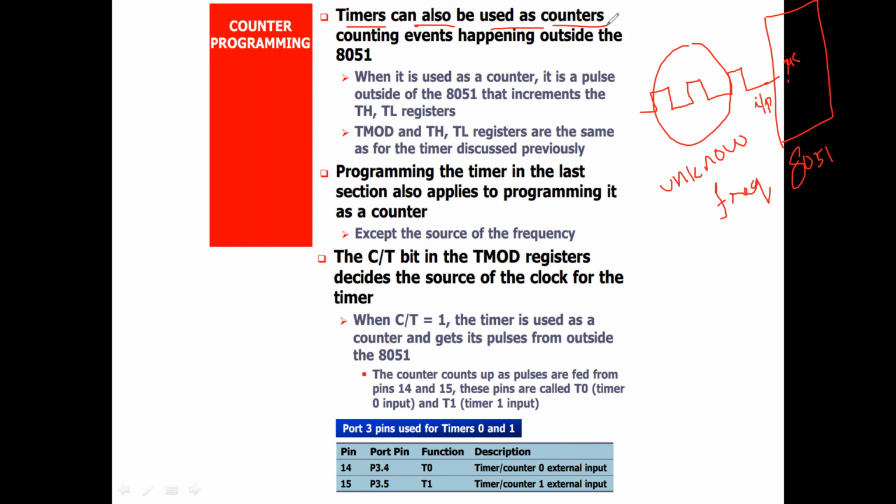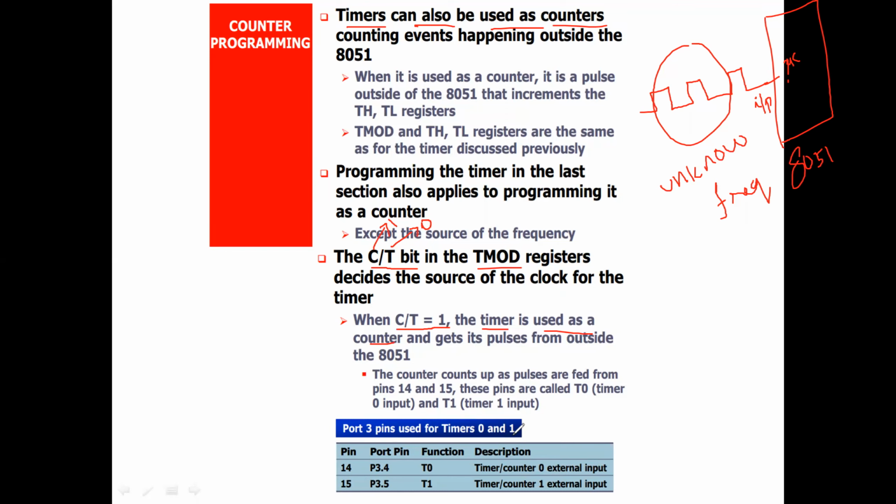So there is only one difference. Here there is a 1 bit in TMOD, because in TMOD only we select whether my algorithm is going to function as a timer or a counter, right? If it is a timer, we have to place 0 in that particular bit. If it is a counter, we should place 1. So when C/T equals 1, the timer is used as a counter. This you should understand first.